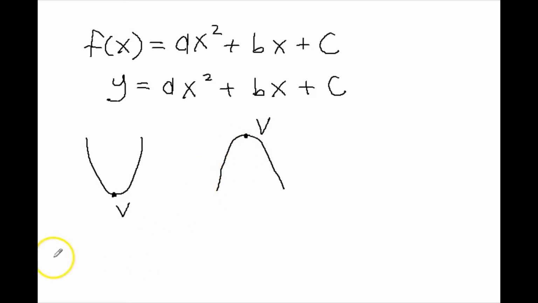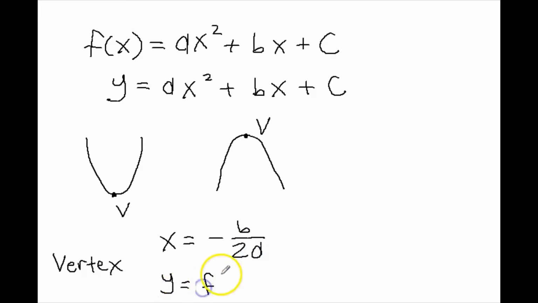How do I find the coordinates of the vertex? The x-coordinate of the vertex is negative b over 2a. The y-coordinate of the vertex is f evaluated at negative b over 2a. So that's how you find the coordinates of the vertex.